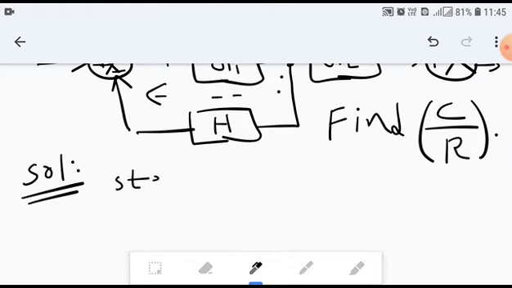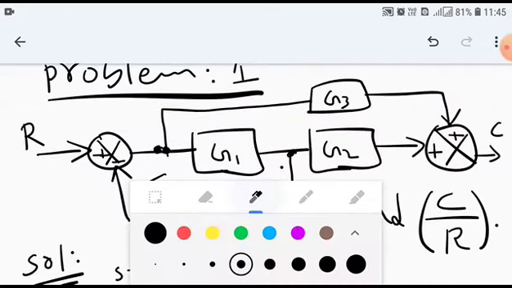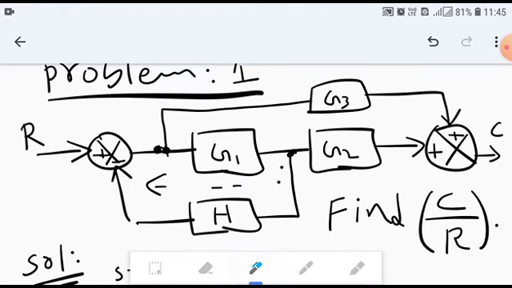Step 1 in this. So what we do here is shifting, move the branch point after the block. This is the branch point which we are going to move after the block. What is the use of moving the branch point after the block is, if you just move this from here to here, then G1 and H come in feedback.